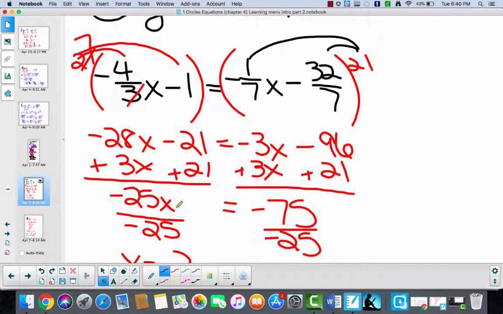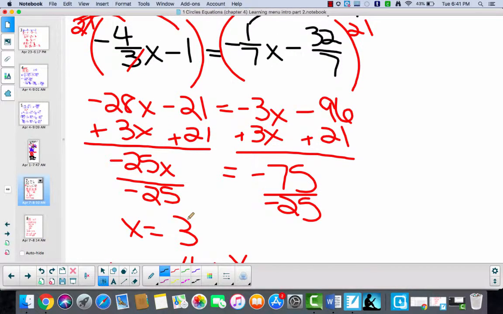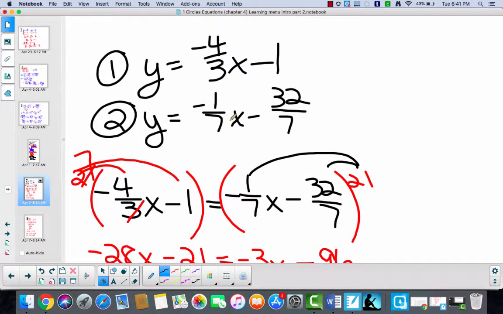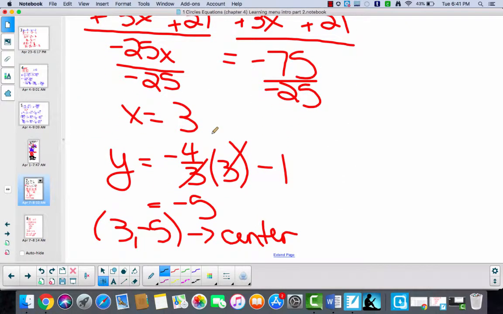Collecting up my like terms, I'm going to add the 3x to this side and add the 21 to this side. Gives me negative 25x equals negative 75. Dividing both sides by negative 25 says x equals 3. That's nice, it's not a fraction. And then I pick one of these two equations. But since x is 3 and I have 3 in the denominator right here, I'm going to choose that first equation and substitute in my 3 for x. Negative 4 thirds times 3 ends up being negative 4, minus 1 is negative 5. So x is 3 and y is negative 5. That gives me my center.